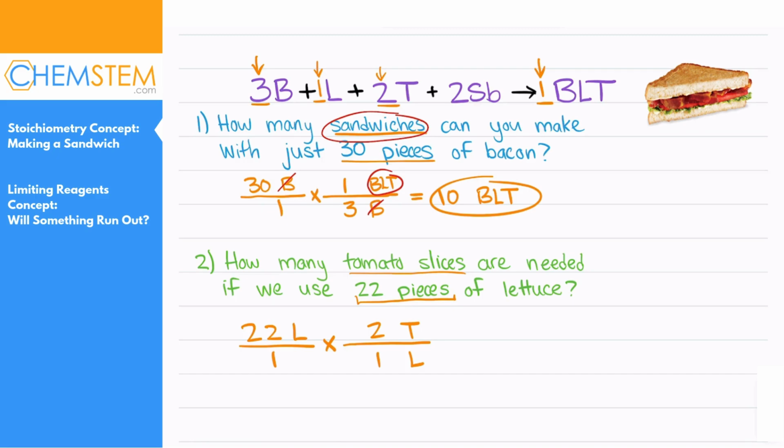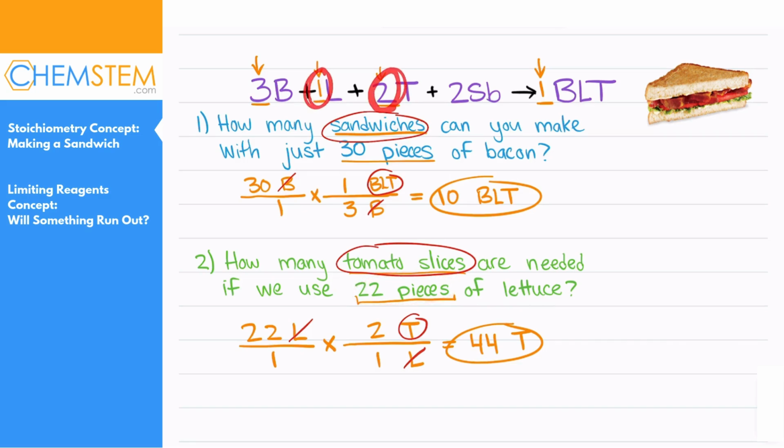L are going to cancel out, so L and L are gone. Tomatoes are not, because that answers the question, how many tomato slices? Then you can put equals into your math. 22 times 2 is going to give us 44 tomato slices. So this effectively answers the question, if you also happen to use up 22 pieces of lettuce, how many tomato slices will you be using at the same time? So since we need 2 tomato slices for every 1 piece of lettuce, we're going to use twice the number of tomato slices compared to lettuce slices.